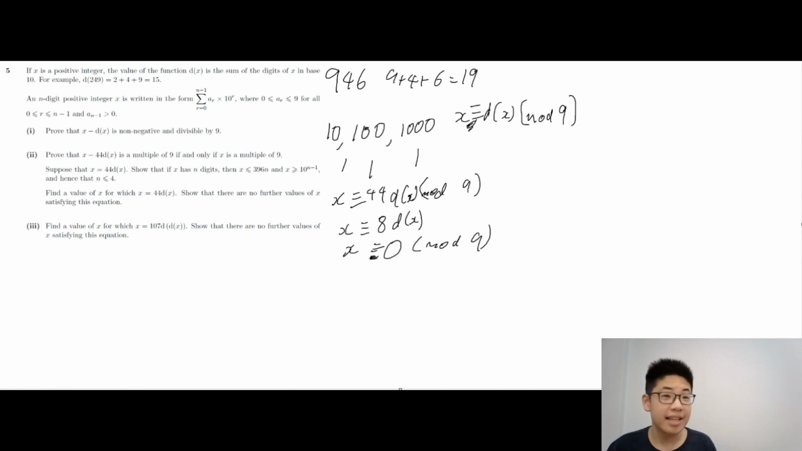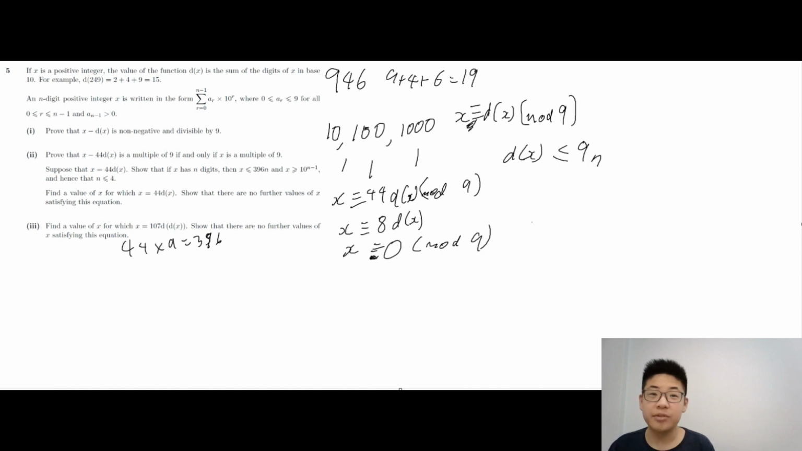So that means x has to be a multiple of 396. Why? Because 44 times 9 is 396. Now, moving on, x equals 44 d(x). Show that if x has n digits, then x must be less than 396n, since d(x) is always less than or equal to 9n.